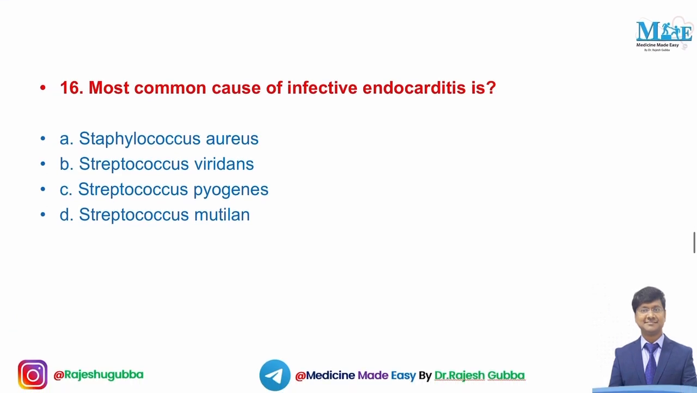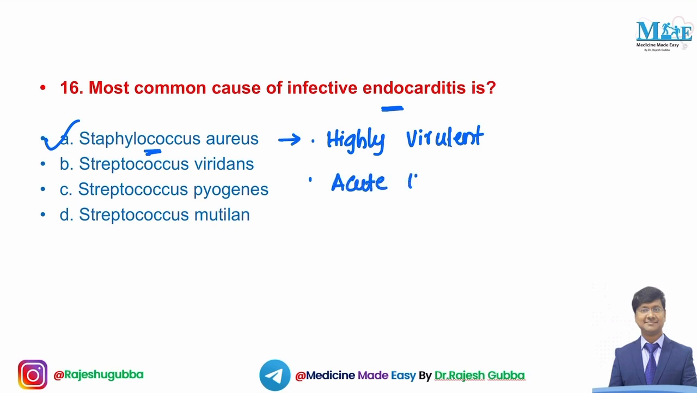Most common causative agent for infective endocarditis: Staphylococcus aureus, Strep viridans, Strep pyogenes, Strep mutans. In infective endocarditis, the most common organism is Staphylococcus aureus. It is a highly virulent organism, and please remember, it is responsible for acute infective endocarditis where there is involvement of the native valves, not previously involved or pathological valves. It is the native valves which are affected in acute infective endocarditis.